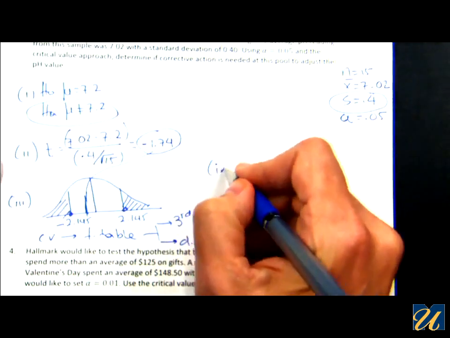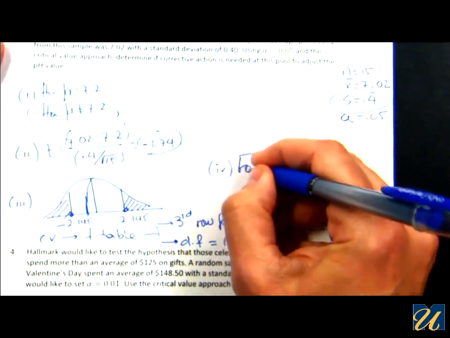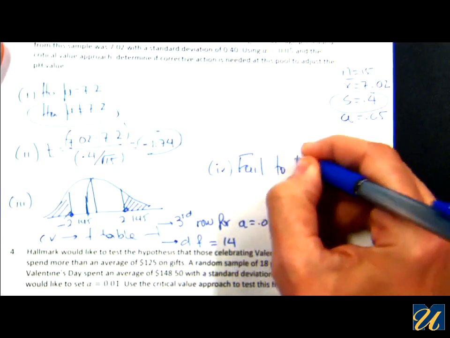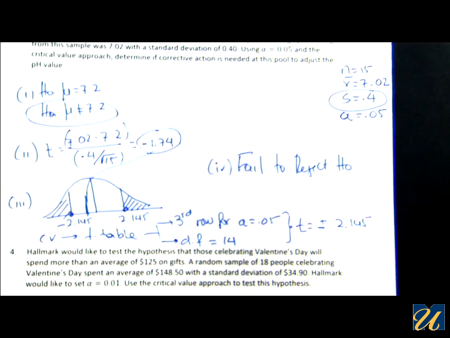Therefore, the conclusion would be that we fail to reject the null hypothesis. That means not enough evidence that mu is different than 7.2. We do not have sufficient evidence to support the alternative hypothesis.